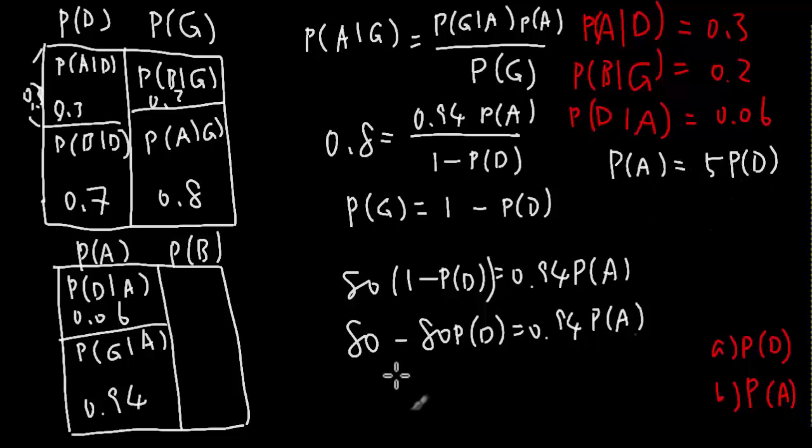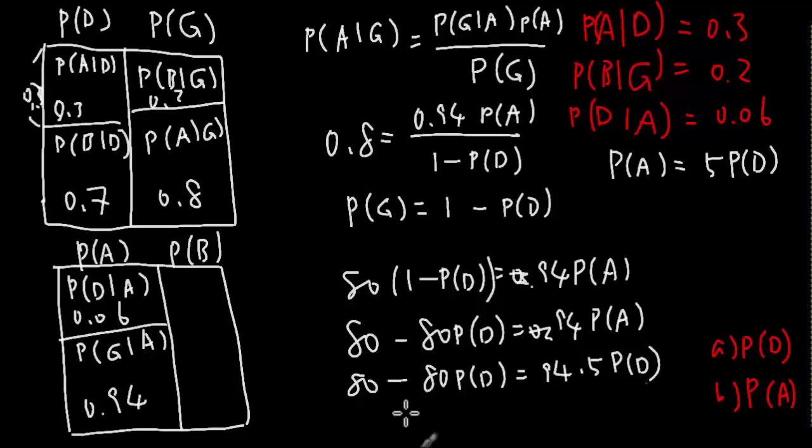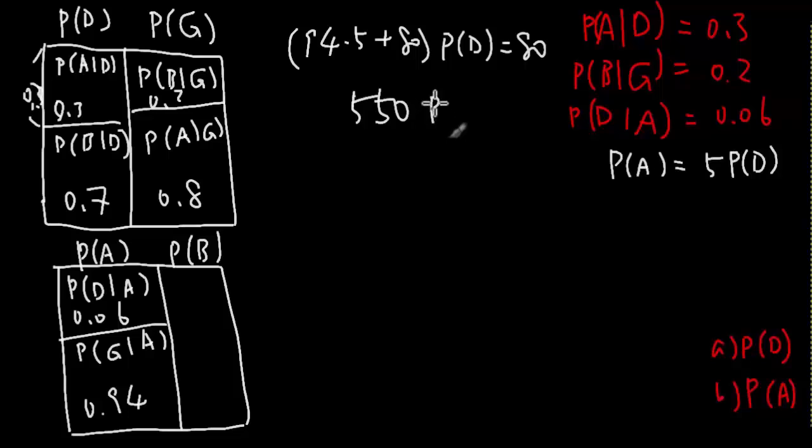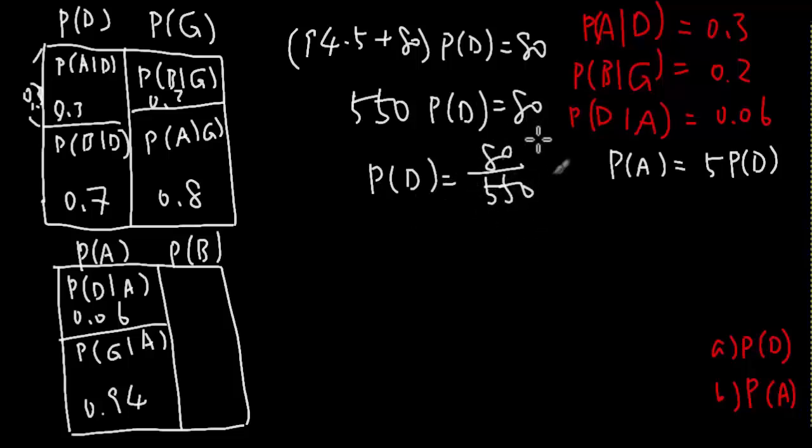We know P(A) is equal to 5 times P(D). 80 minus 80 P(D) is equal to, oh, this is not 0.94, it's 94. So 94 times 5 times P(D). I will move the P(D) to the left-hand side. 94 times 5 plus 80 times P(D) is equal to 80. There's no space left. I will continue. I use my calculator. 94 times 5 plus 80 is 550. 550 times P(D) is equal to 80. Both sides divided by 550 and zeros are cancelled out.